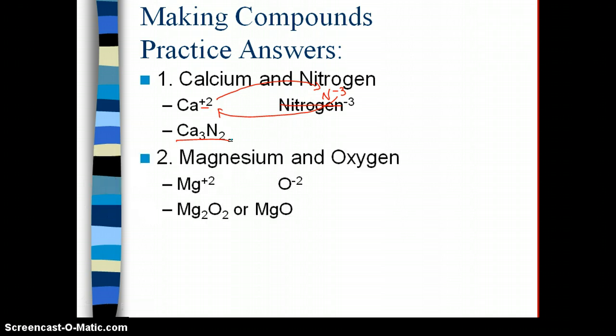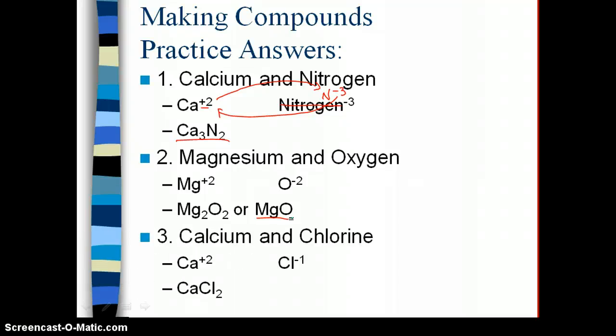For number 2, magnesium and oxygen, magnesium is +2, oxygen is -2. We trade those numbers, Mg2O2, and you can reduce this to MgO. You don't have to leave the 2's there. You can reduce them because they're the same number.